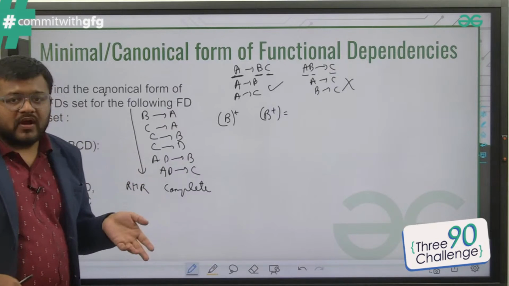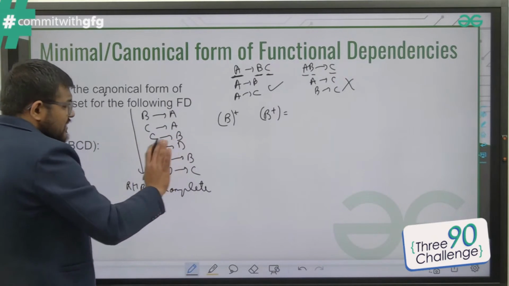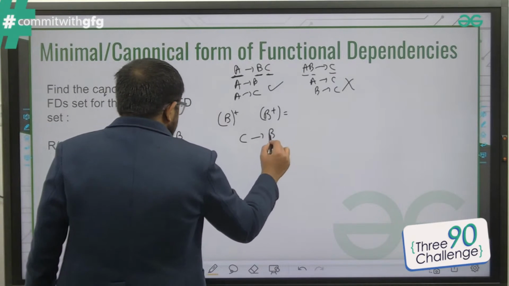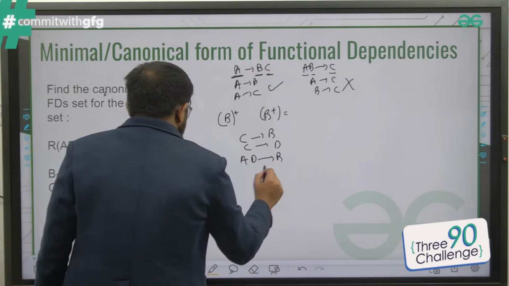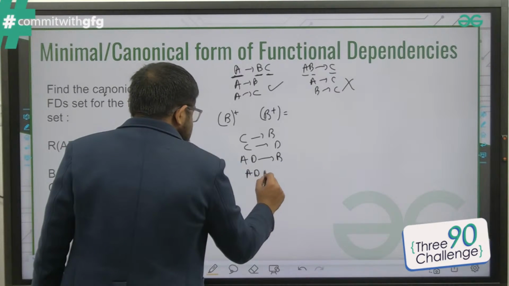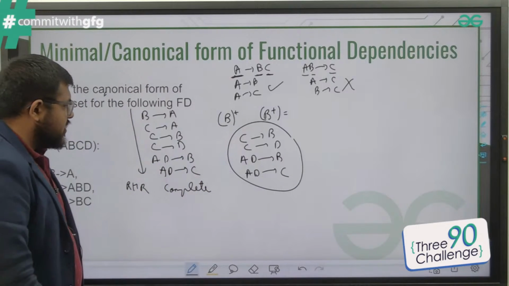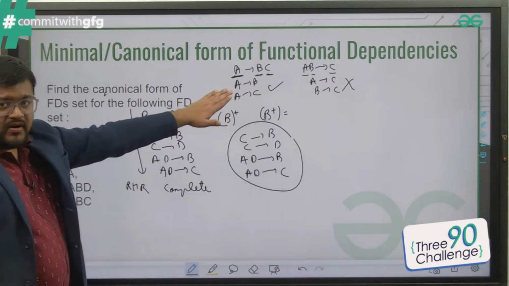Once you do that, how can you remove the left hand side redundancy? So for example, just a random take. Let's say finally you are left with C gives me B, C gives me D, AD gives me B, and let's say AD gives me C. Finally you are left with this. You need to solve it. I'm just randomly taking. So your right hand side redundancy is gone, complete redundancy is gone.